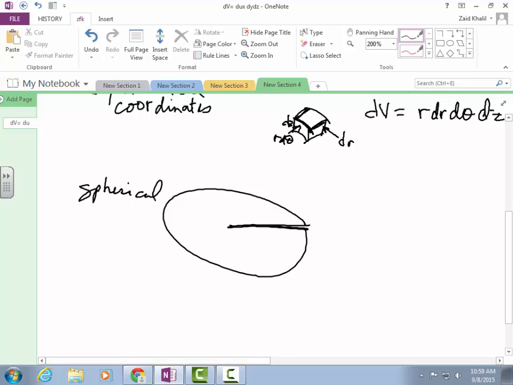I take the disk and I rotate that like that. Be careful, you get a sphere. You get a full sphere, right?